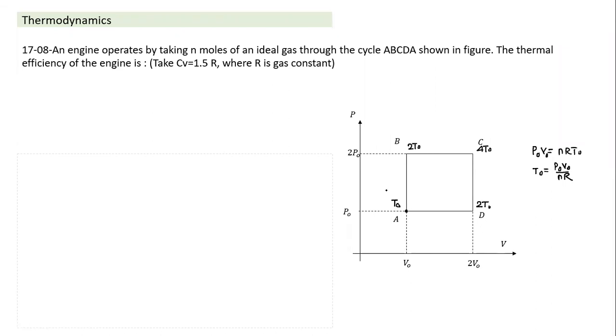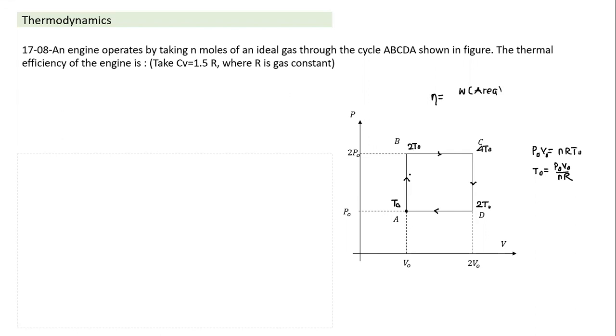Once I have the temperatures here, and this is the direction in which the process takes place, let's do one thing: find the efficiency of the heat engine. What is the efficiency of the heat engine? Output is work done, which I can calculate as area itself. The area enclosed by the curve will give me the work done, which I can easily calculate.